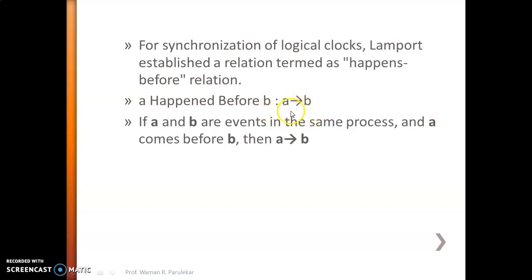Suppose A is equal to 1 and B is equal to 4, then that is correct, because A happens before B. 1 happens before 4. So 1 and 4 are the timestamps, or we can say counter values. So these values we need to check. If B is greater, then okay. If B is less, then you need to think about that. You need to recalculate and resynchronize the counter value of the receiver. So Lamport's algorithm uses the happen-before relationship to synchronize the logical clocks.